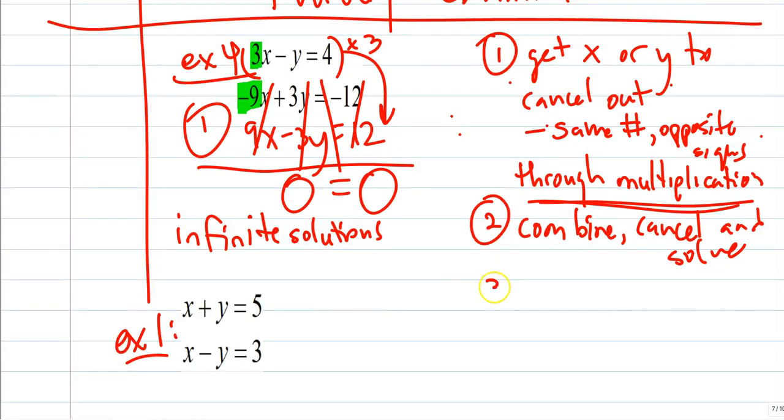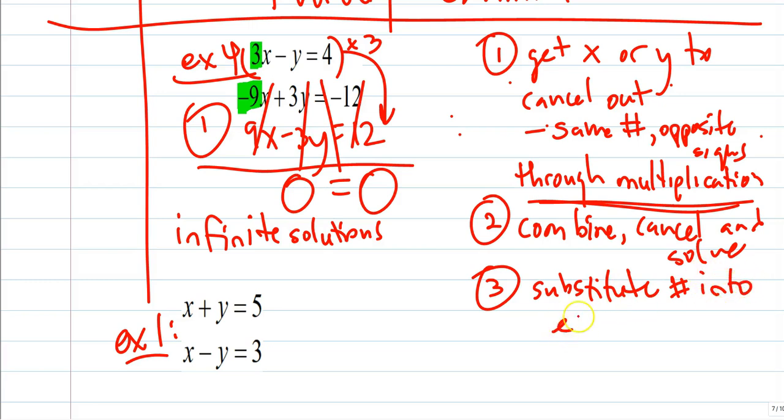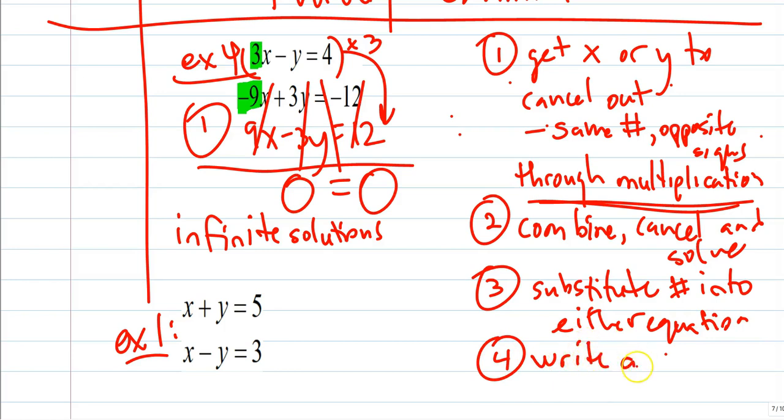If we had gotten a number here, those of you that hate substitutions, step 3, we have to use it anyway. We still have to substitute, if we had a number that we got here, substitute the number into either equation and solve. And last, once you have both points, make sure that you write your answer as a point, x comma y. Okay.